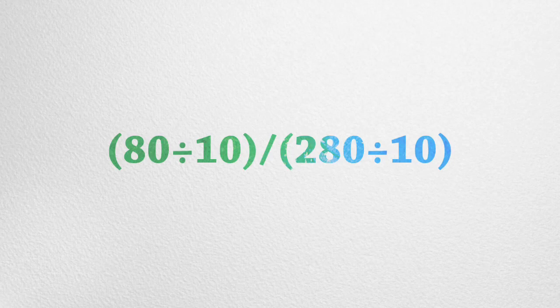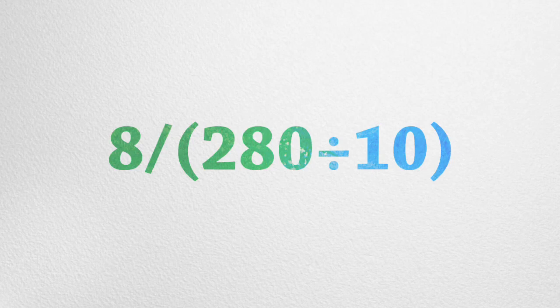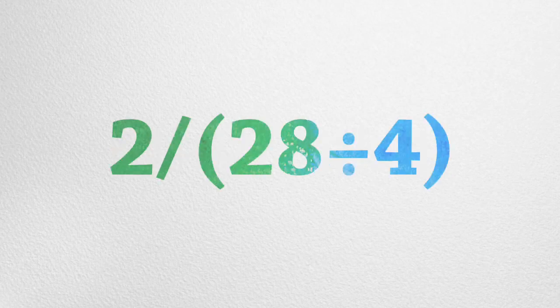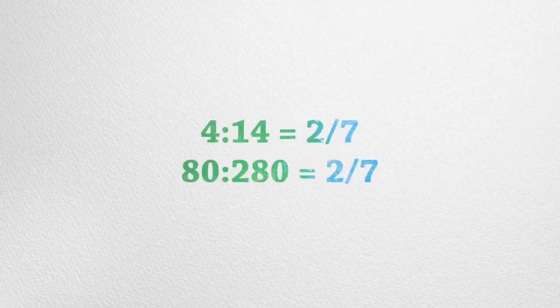I can put 80 into groups of 10 easily, and the same with 280. 80 divided by 10 is 8, and 280 divided by 10 is 28. So we have 8/28. Can we simplify it even more? Groups of 4. 8 divided by 4, 28 divided by 4. 8 divided by 4 is 2, 28 divided by 4 is 7. Does this look familiar? The initial ratio 4 to 14 was a value of 2/7. His actual running and biking, 80 to 280, has the same value of 2/7.